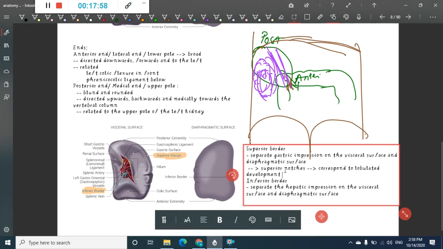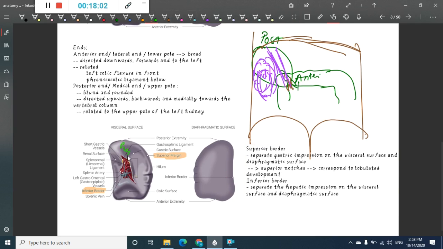Okay, so this is the gastric impression, and this is the hepatic impression, and this is the diaphragmatic surface. So this is how the borders of the spleen are divided.